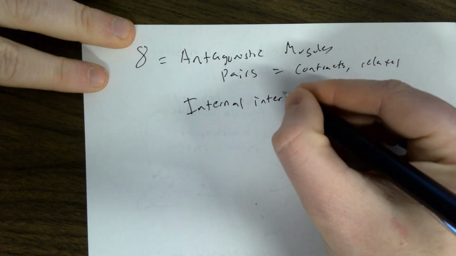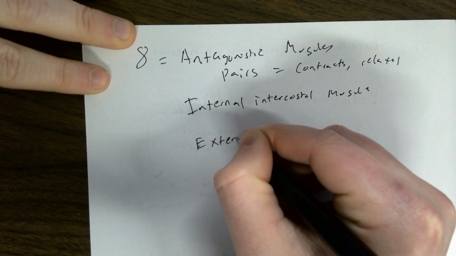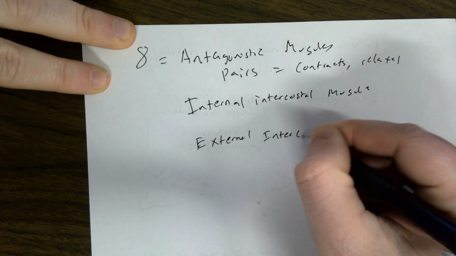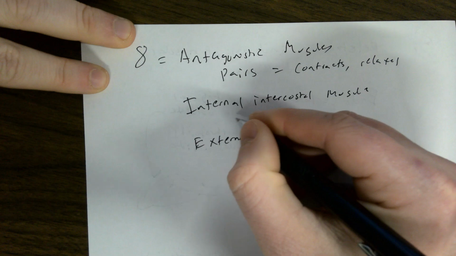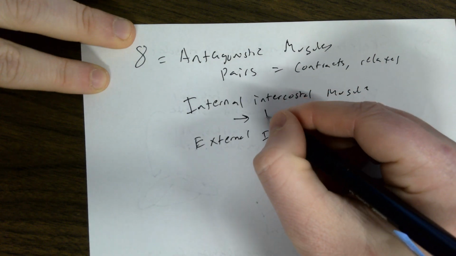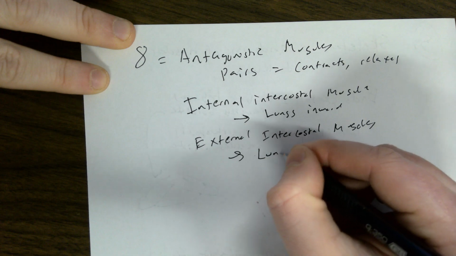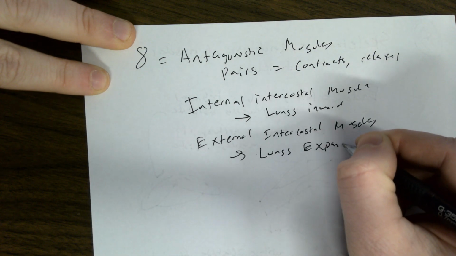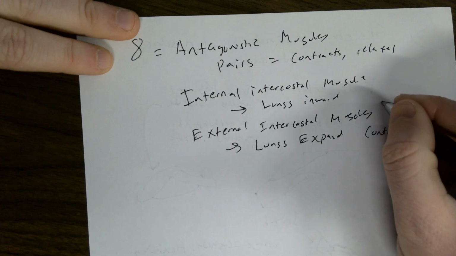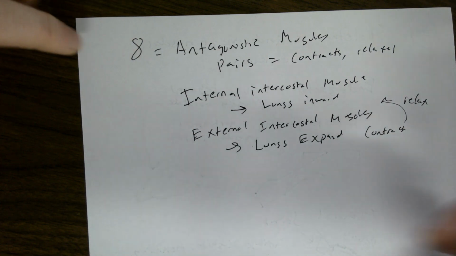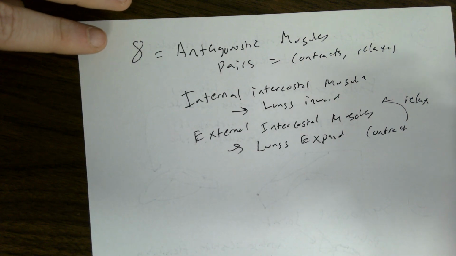Whoops, I wrote internal. Internal intercostal muscles and your external intercostal muscles. And these are found along your ribs. And these are all about moving your lungs. So the internal intercostal muscles move your lungs inward, and your external ones cause your lungs to expand. So they pull them outward. And so when this one is contracting, then this one must be relaxing, and vice versa. So if you put your hand on your chest, you can feel it moving in and out.